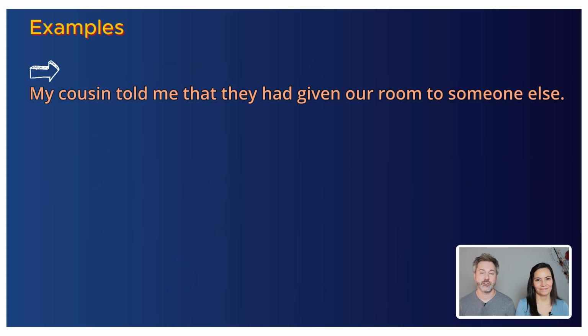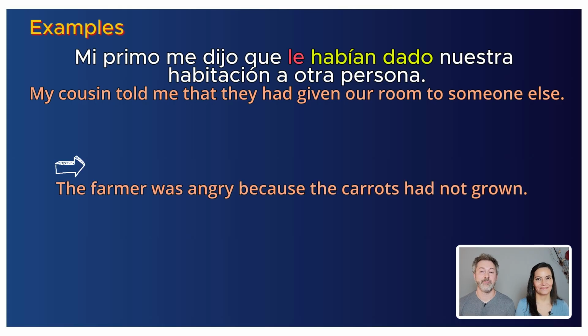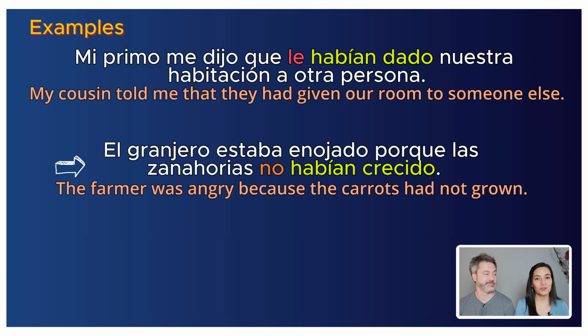My cousin told me that they had given our room to someone else. Mi primo me dijo que le habían dado nuestra habitación a otra persona. The farmer was angry because the carrots had not grown. El granjero estaba enojado porque las zanahorias no habían crecido.